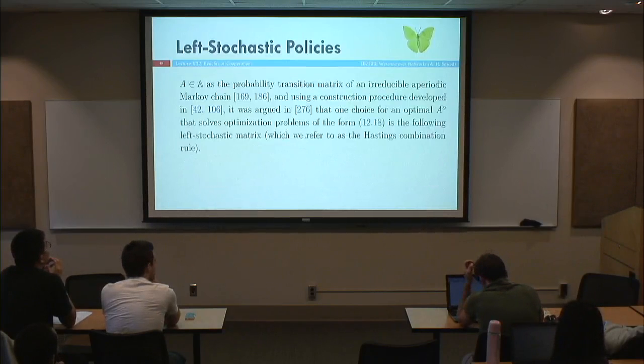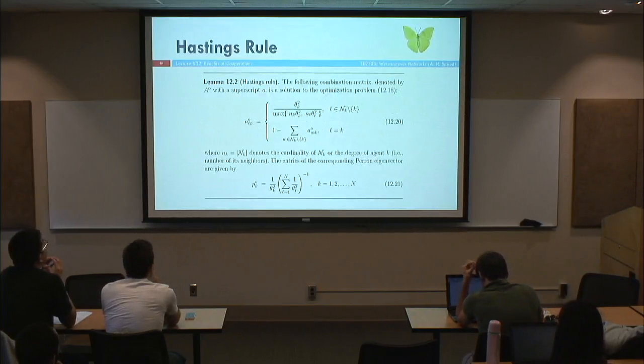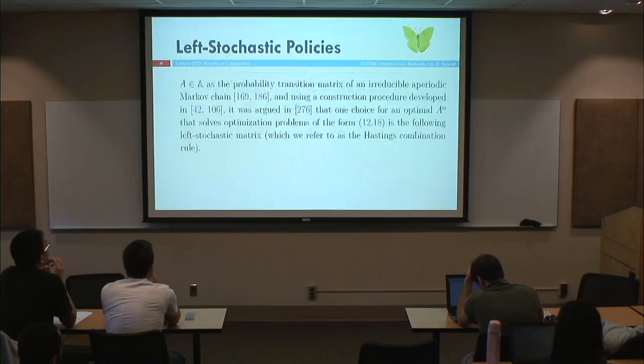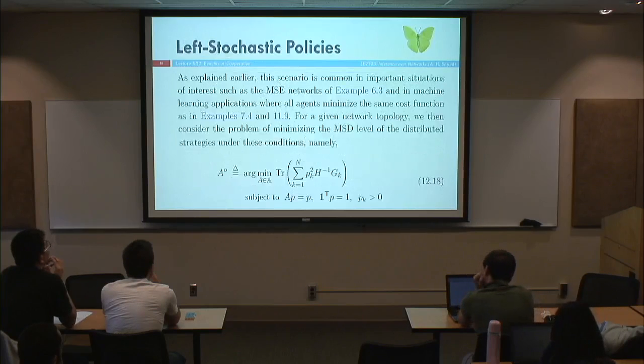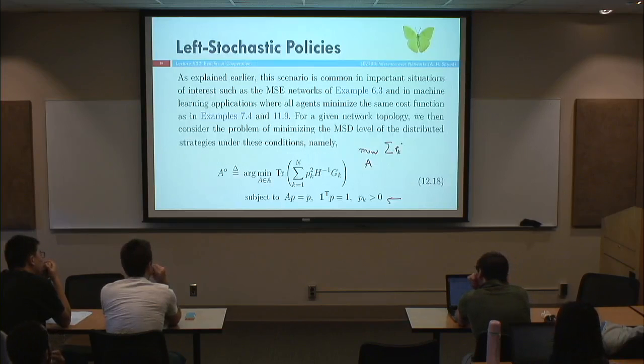So the problem I need to solve is, well, where is it? Minimize over A, left stochastic with these Perron entries, right? The sum of pk squared theta k squared, correct? Given the thetas, solve that problem.